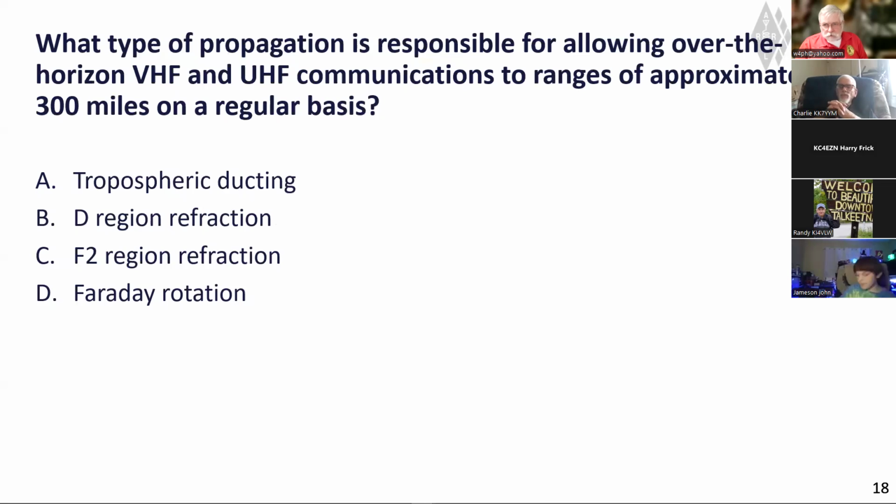What type of propagation is responsible for allowing over the horizon VHF and UHF communication ranges of approximately 300 miles on a regular basis? I believe that is tropospheric ducting, and quite often a temperature layer over the ocean will cause the duct between the ocean and that temperature layer. I've heard of a lot of people working from Hawaii into California on VHF if they're at the right altitude.